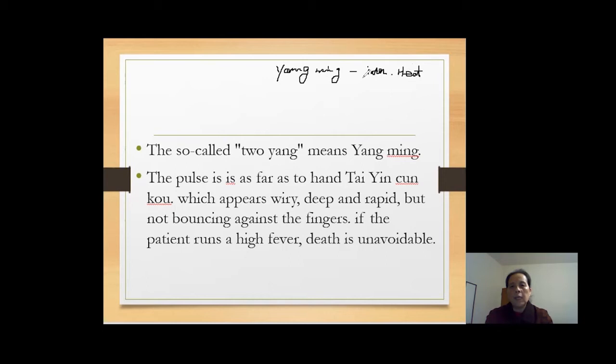So we say internal condition, the pulse will be deeper. And the heat condition, the pulse will be rapid. But in the Huang Di Neijing, they say the pulse varies, and it looks like it does not truly match the pulse right now. We're talking about conditions in Yangming. So that's some difference here. But deeper and rapid still match right now. We're talking about the Yangming stage.